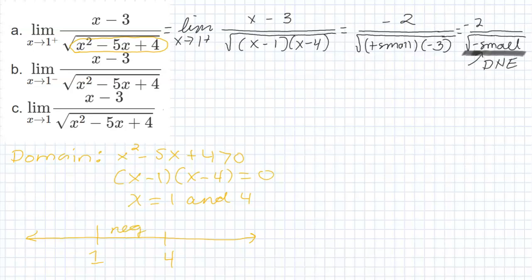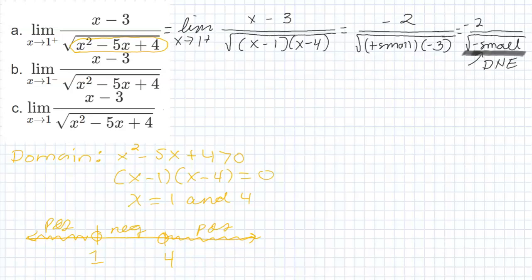Okay, now let's check a number to the left of 1. Let's pick 0. You'll have negative 1 times negative 4 is positive. And then here on the right-hand side, you would pick, say, 5. That would be positive times a positive is a positive. So your domain is anything to the left of 1 and to the right of 4.